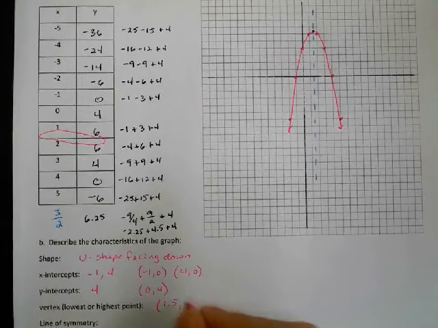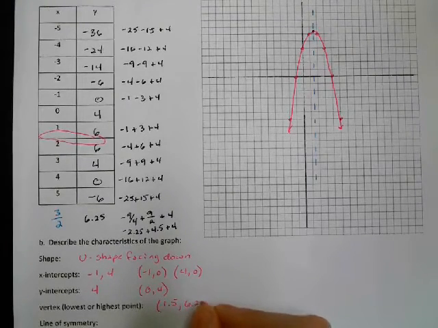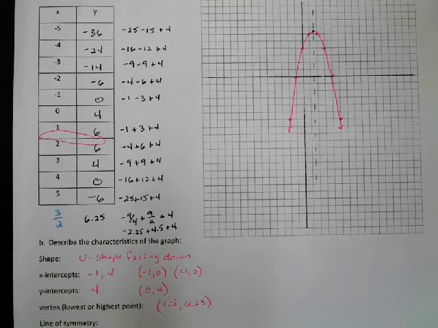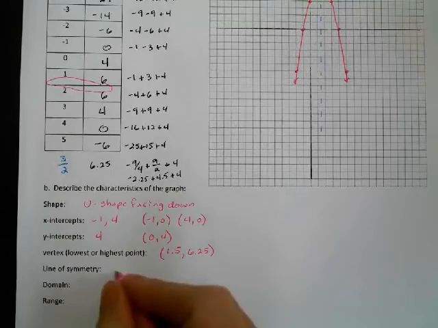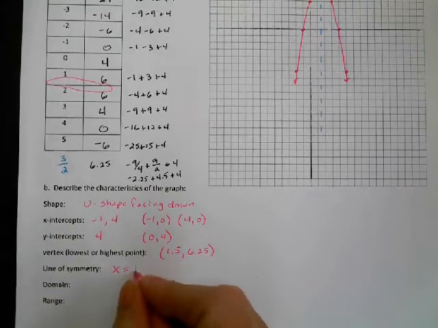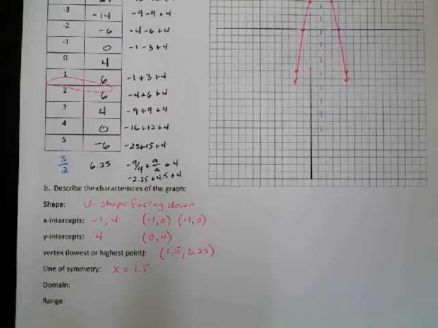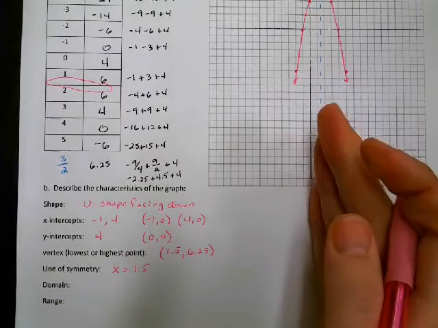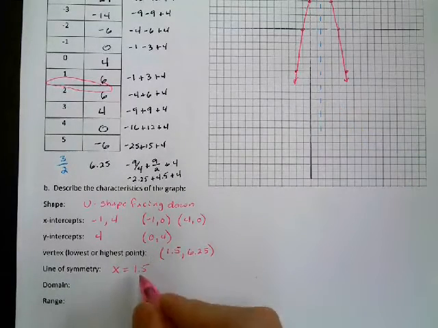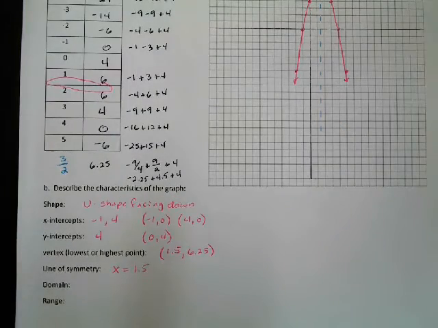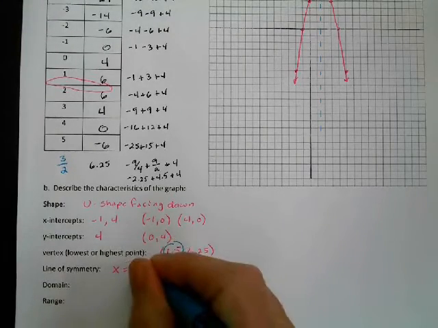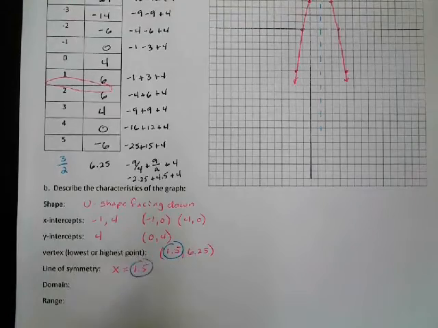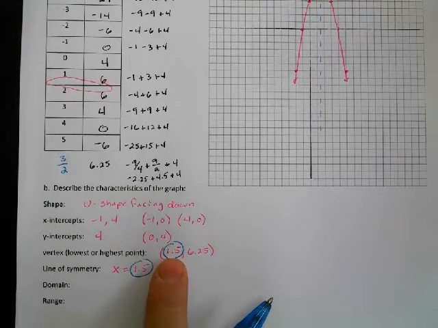Line of symmetry. There you go. So the line of symmetry is x equals 1.5. That's that blue dotted line that we made right there. Now notice that the x value of the vertex is also this value in your line of symmetry, because the line of symmetry is always going to go through that vertex. Our domain, all real numbers.